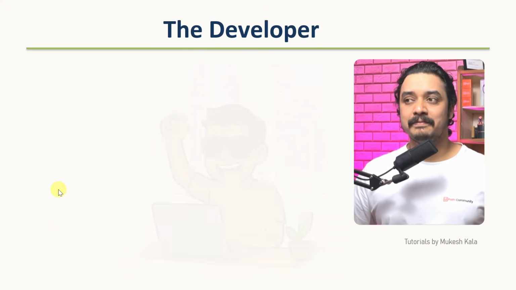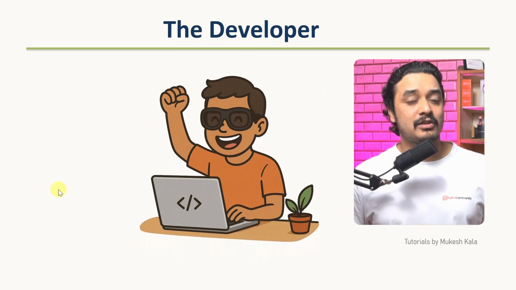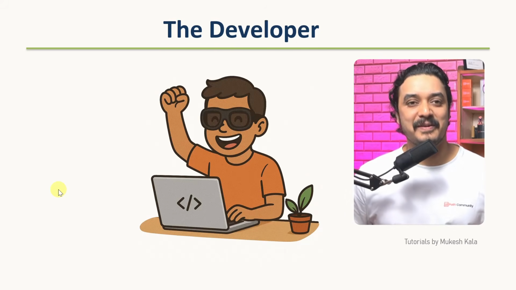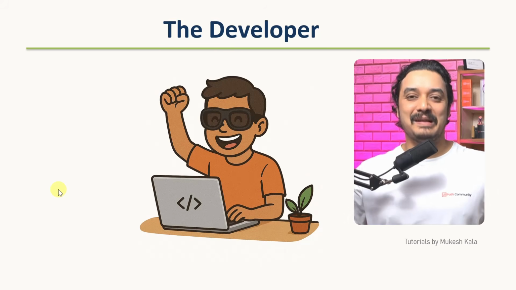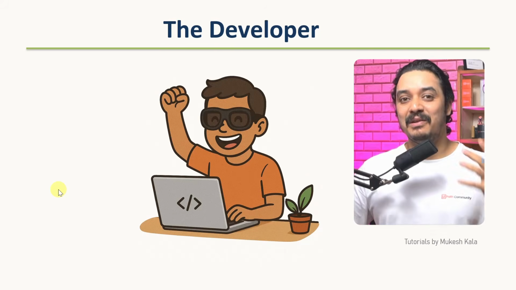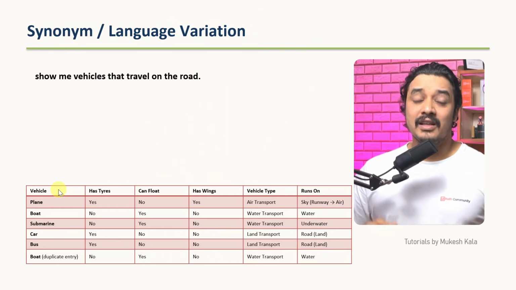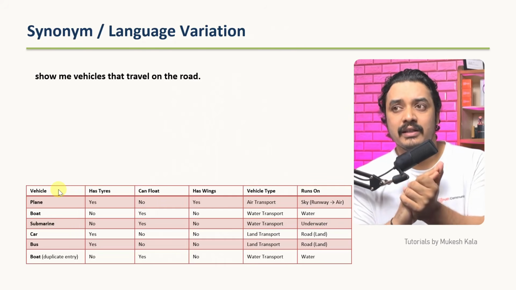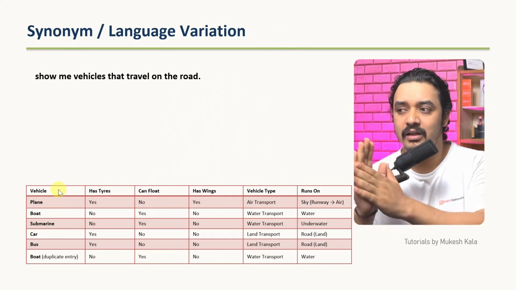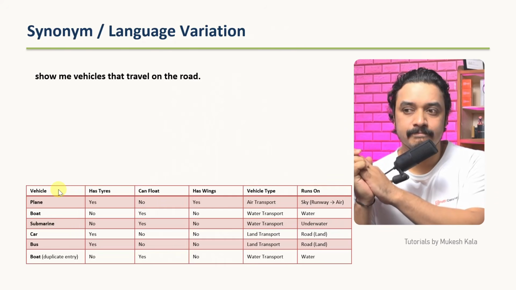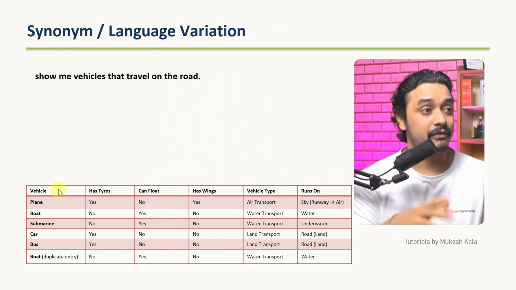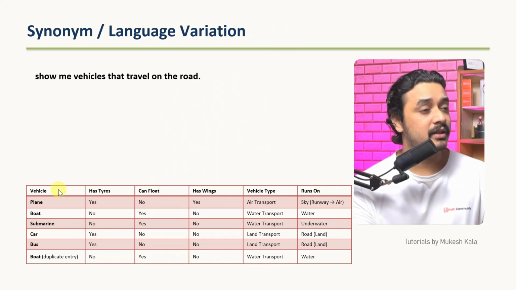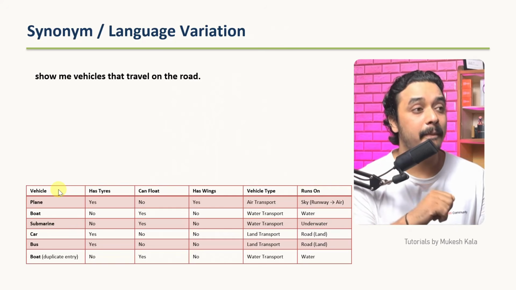The developer was super excited. He got himself goggles as well. Now I am the coolest developer who has taken care of this complete requirement. Okay, now let's see what happens. Someday somebody came and said, show me the vehicles that travel on the road. Oops. Now, if you see our table structure, road is not mentioned as a SQL column.